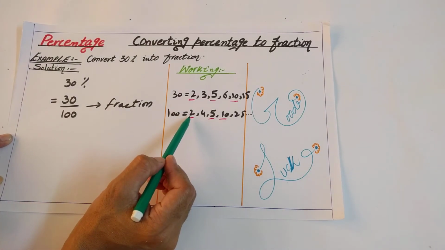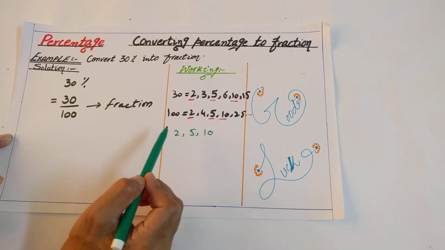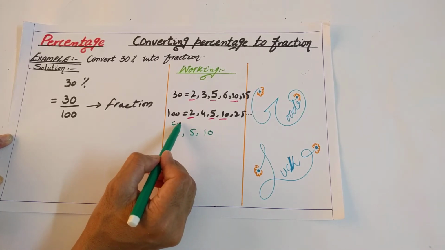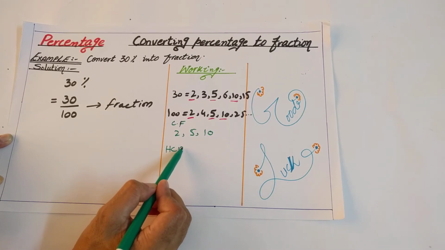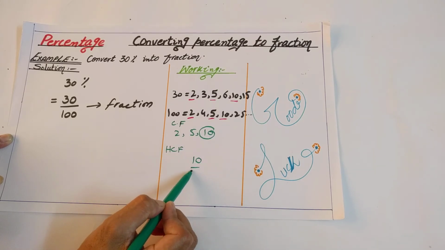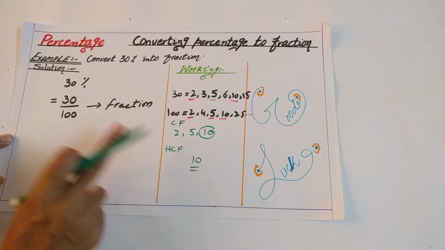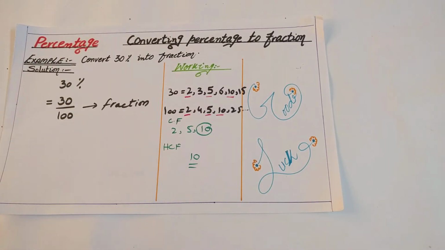Which is the highest common factor? Among 2, 5 and 10, these three are the common factors, and we have to choose the highest common factor. What is the highest common factor? 10 is the highest common factor. So we will divide 30 and 100 by 10 to get the lowest term of this fraction.